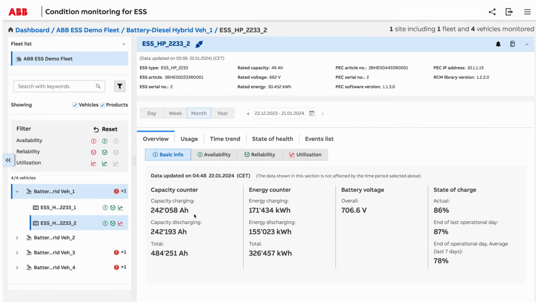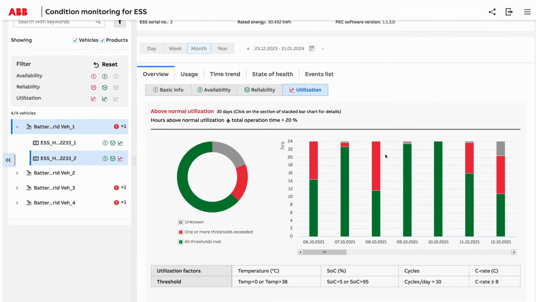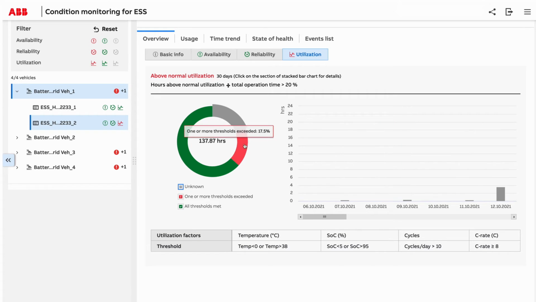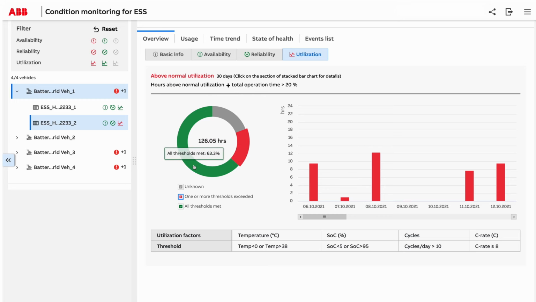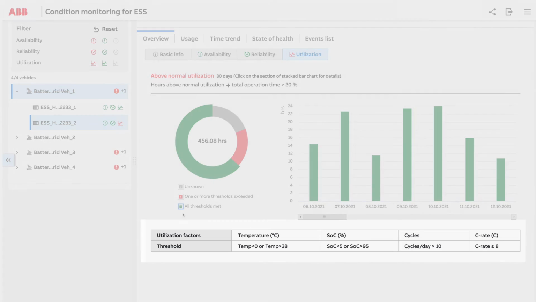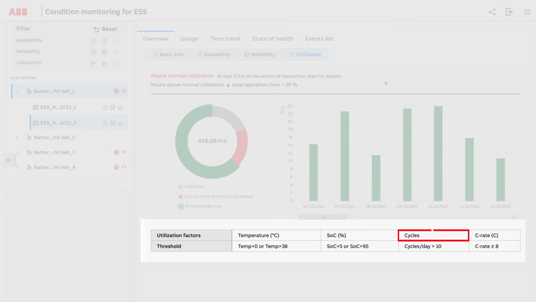In this page, you can observe the utilization of this traction battery for each day for the past 30 days. The donut chart shows an overview, whereas the bar chart shows the utilization for each day. Click on the chart legend or on the chart surface to filter the bar chart accordingly. The utilization factors legend gives information about the normal operation range for the metrics, temperature, state of charge, cycles, and C rate.